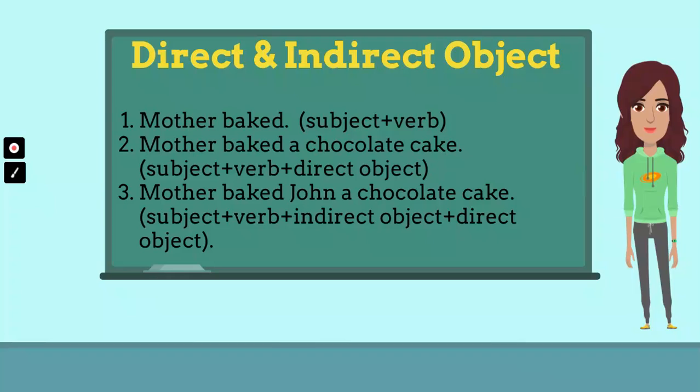Number three, we have the subject, the verb, the indirect object, and the direct object. The sentence reads, Mother baked John a chocolate cake. Mother is the subject, baked is the verb, John is the indirect object, and as we said before, a chocolate cake is the direct object. So consider for a few moments this sentence. Look at what we say is the indirect object, John, and then, in your mind, try to think of what we mean by the indirect object.